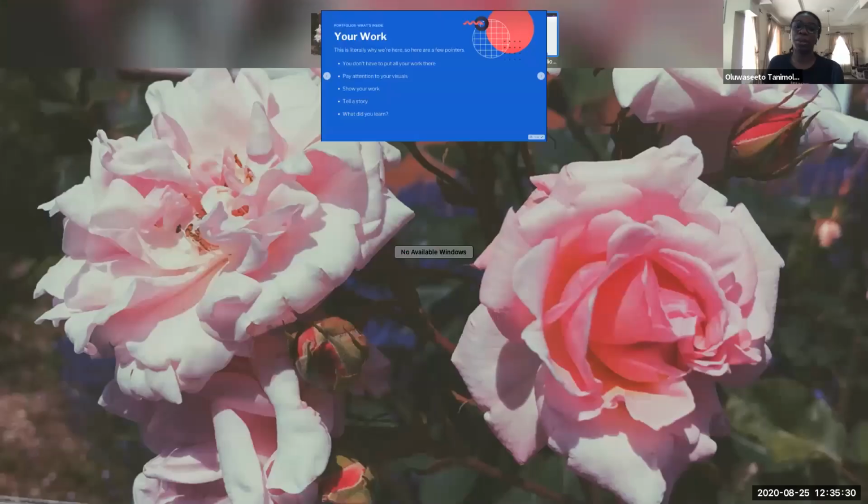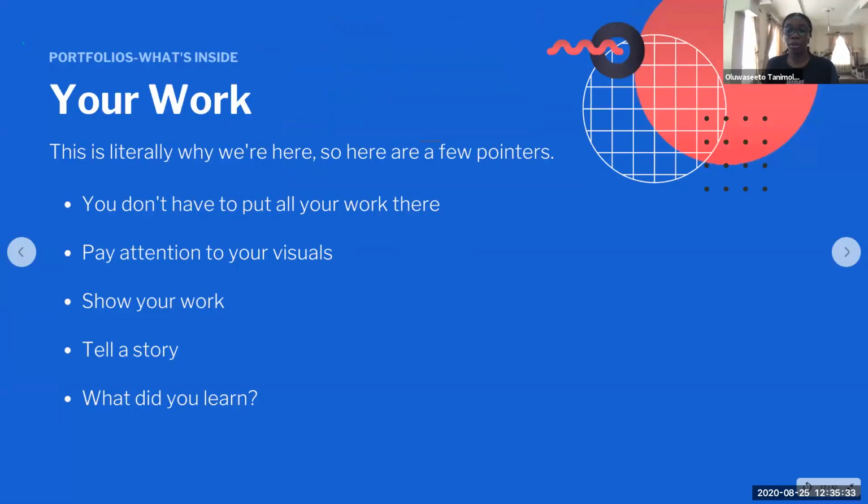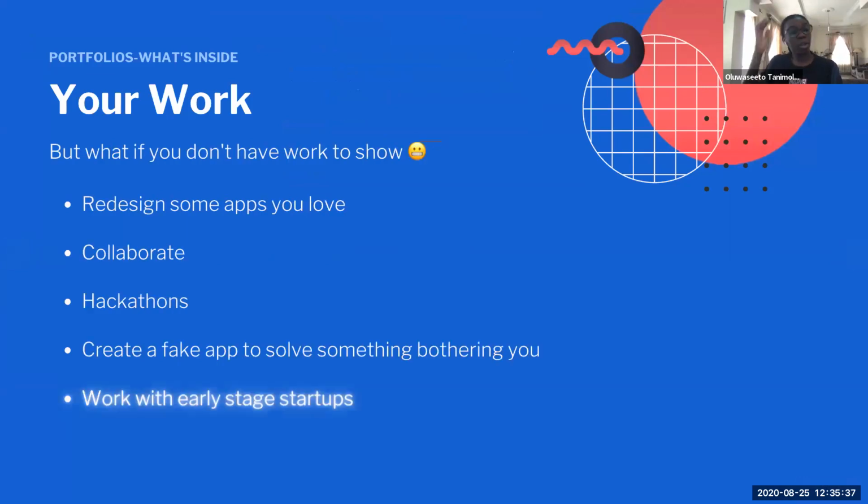So yeah, back to where we were. So now, what did you learn? So now to the next slide. So if you do not have work to show, because all these things I'm saying apply to someone that has been working for some time, or someone that had a job previously. But imagine if it is someone that just finished learning about product design, just finished a boot camp, or just finished a class, like an accelerator like this one. What could you possibly do?